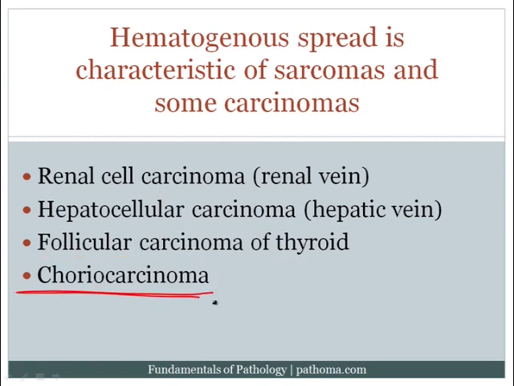Choriocarcinoma is really easy to remember because what is choriocarcinoma? Choriocarcinoma is a malignancy of placental tissue. In particular, the cells that line the villi of the placenta, and those cells are called trophoblasts. So choriocarcinoma is a malignancy of trophoblasts. And guess what trophoblasts are designed to do by their nature? They're designed to find a blood vessel and invade into a blood vessel. In fact, that's the job of the placenta. So I don't think it's too hard to remember that choriocarcinoma is going to go into the blood and spread hematogenously, because that's what those cells are programmed to do to begin with.